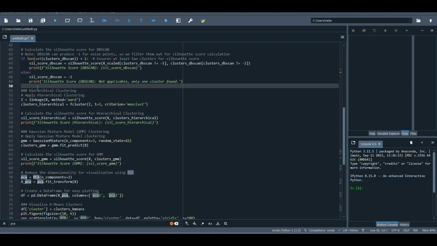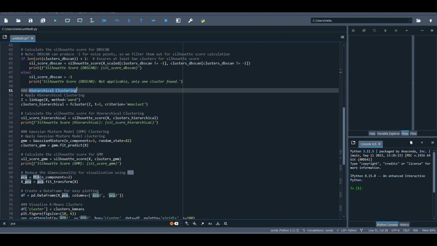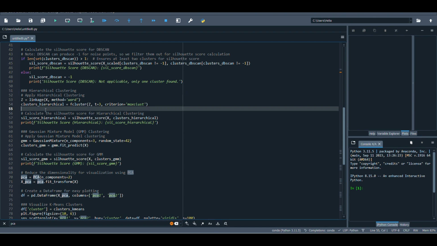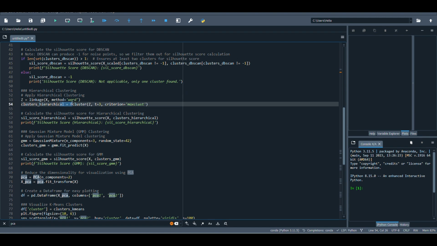The next clustering is going to be hierarchical clustering. So first we're talking about the linkage. Linkage is just the way that you want to calculate the distance. Here in this one we're using the Ward method. There are multiple types of linkage methods, and you can experiment with them.